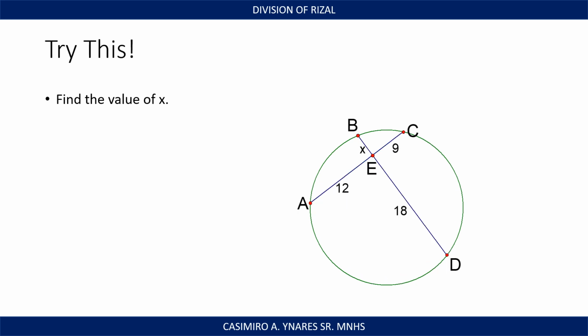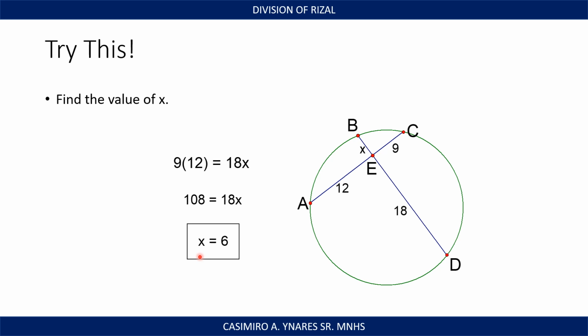Next, find the value of x. Hanapin ulit natin kung ano yung magka-partner na chord. Okay, so we have this one, BE and ED, and the other one is CE and EA. So for that, we have 9 times 12, and the other chord is 18 multiplied by x. So 9 times 12 is equal to 108 equals 18x. To find the value of x, divide both sides of the equation by 18. So therefore, x is equal to 6.